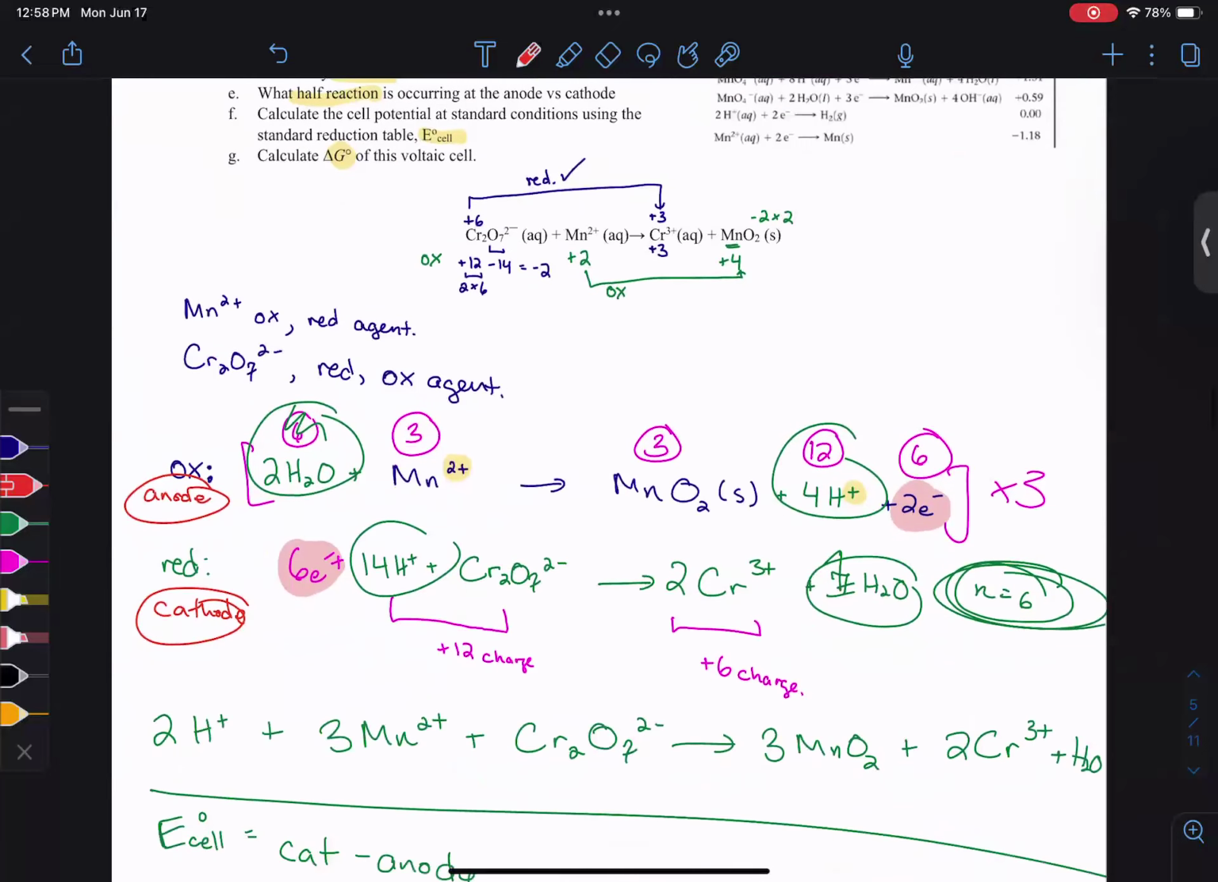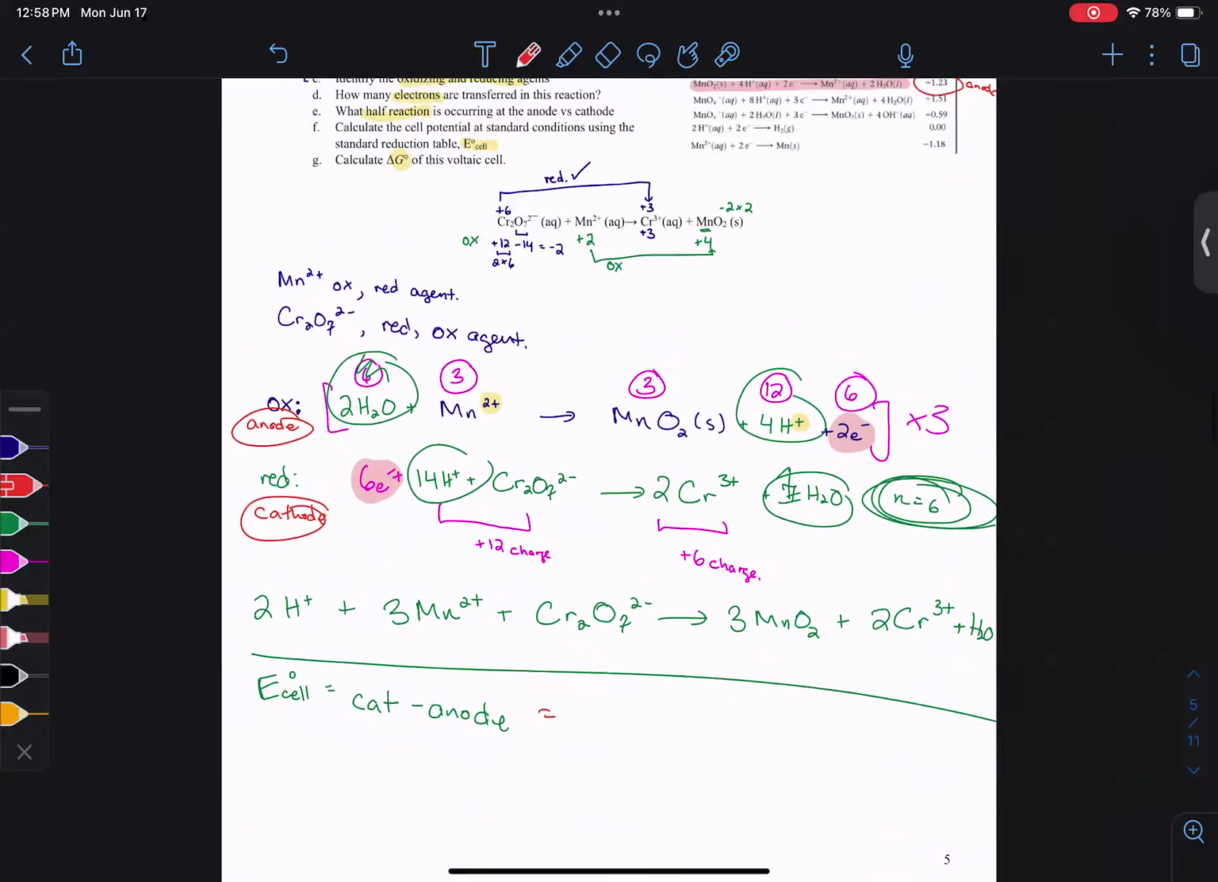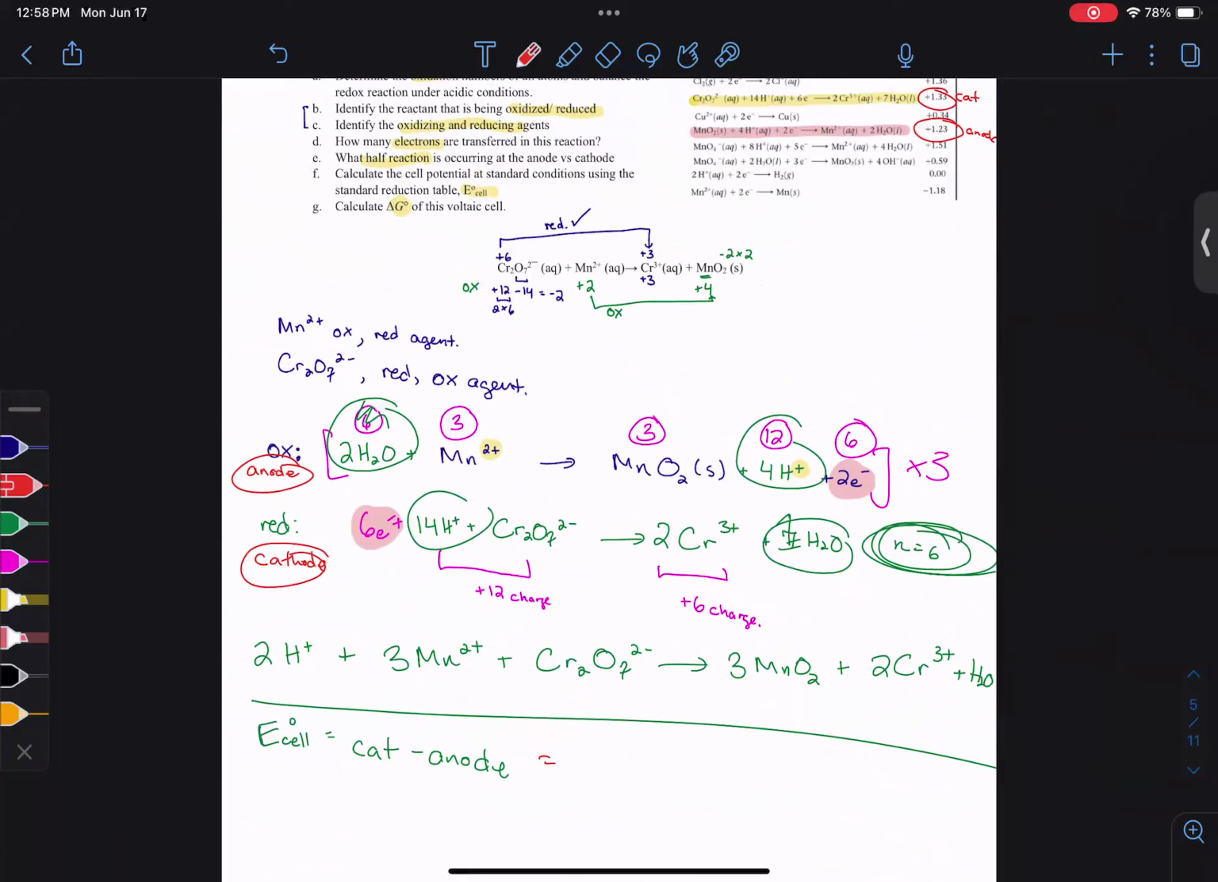So my answer is going to be, if you take those numbers, cathode minus anode, 1.33 minus 1.23. So I think this is 0.1 volts is the cell potential at standard conditions. If you made 1 molarity of everything, hooked it up, you should measure a fraction of a volt. Notice that this cell potential equation has nothing to do with the number of electrons being transferred. It has nothing to do with the fact that I had to multiply the anode by 3. You simply just do cathode minus anode.